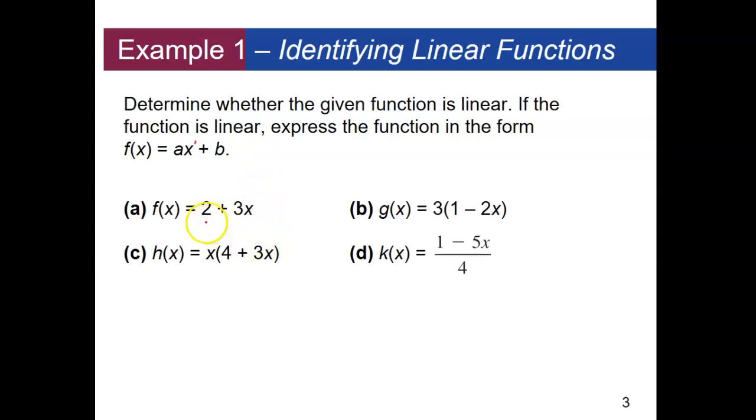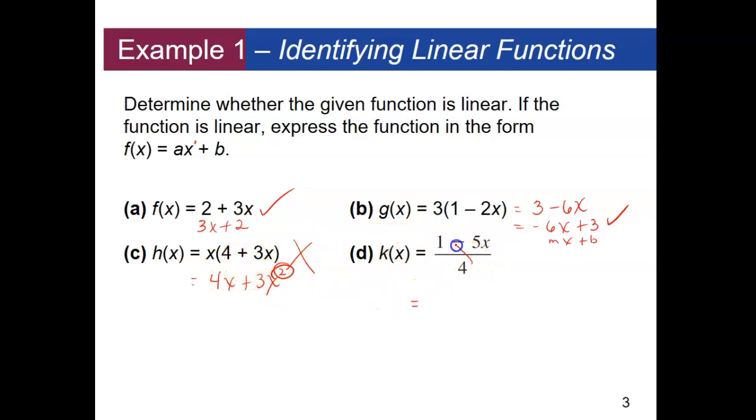So this one we could put in the form ax plus b just by moving it around. So this one would be linear. Here, if I were to distribute this, then I could move it around. And so this would be in the form mx plus b. So that one would be linear as well. Here, if I distribute, I see that I have a squared term, and I can't have a squared term on a linear function. So this one would not be a linear function.